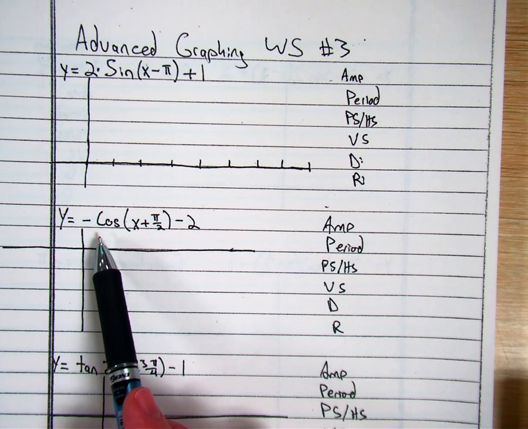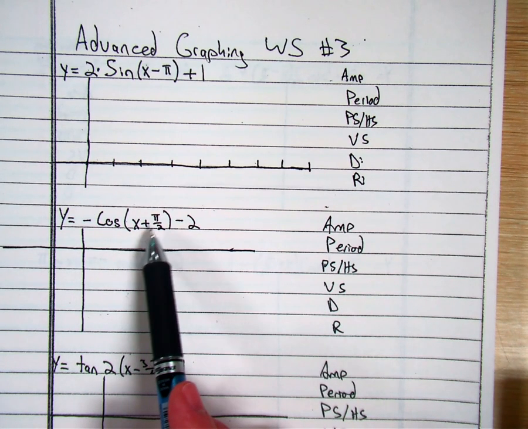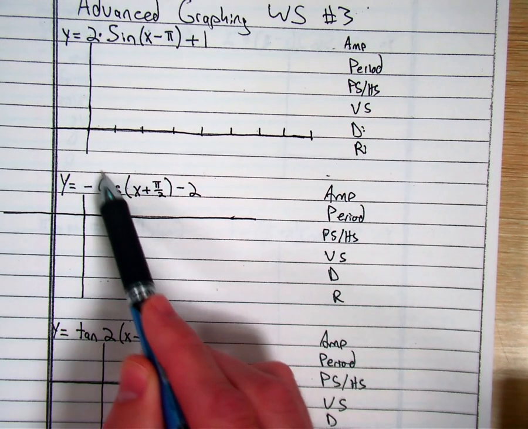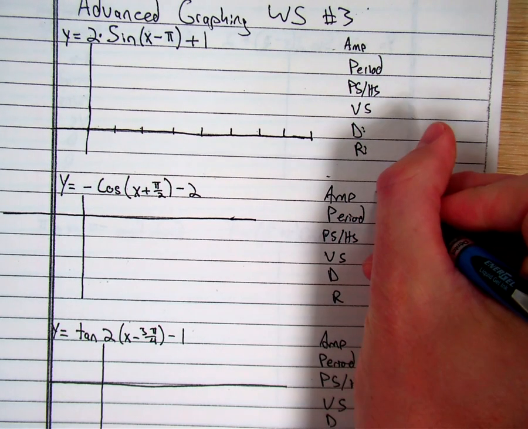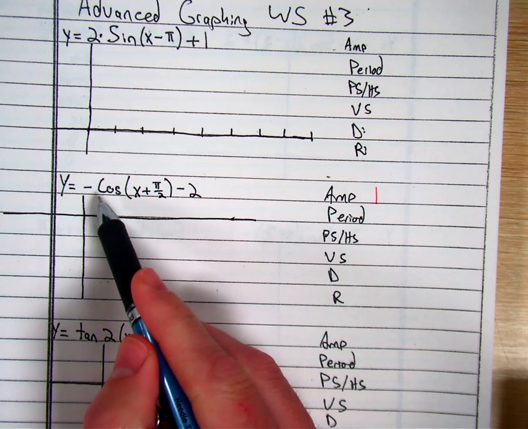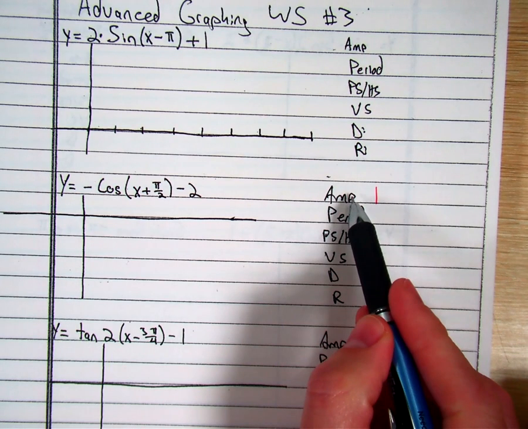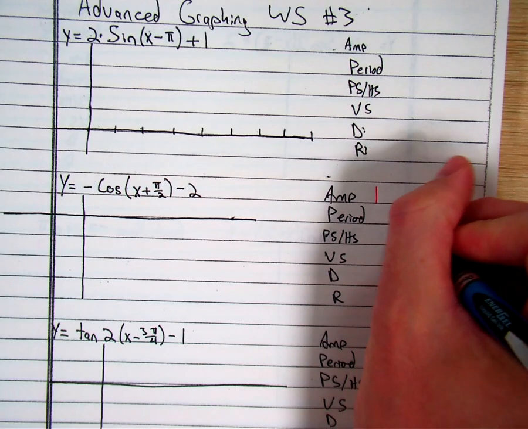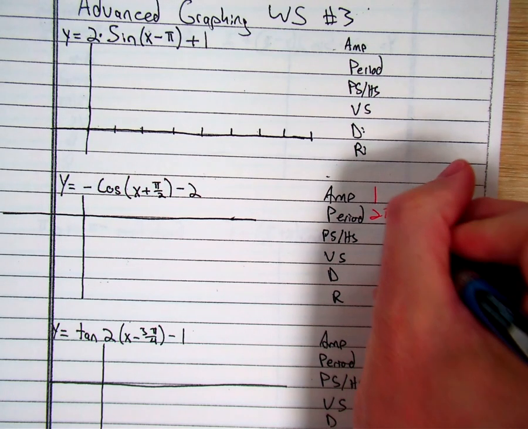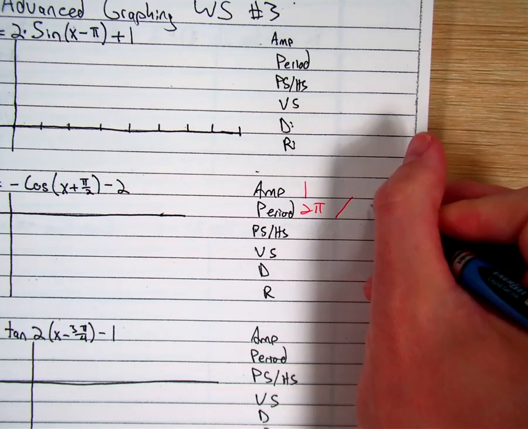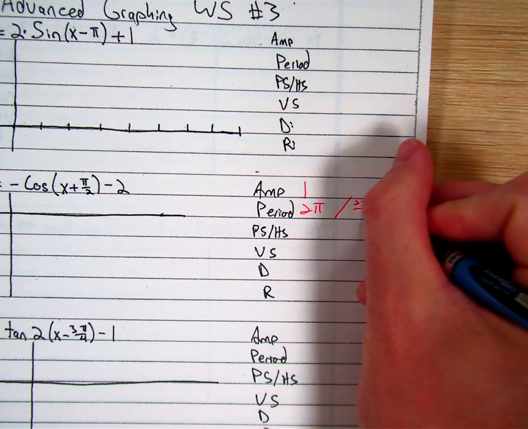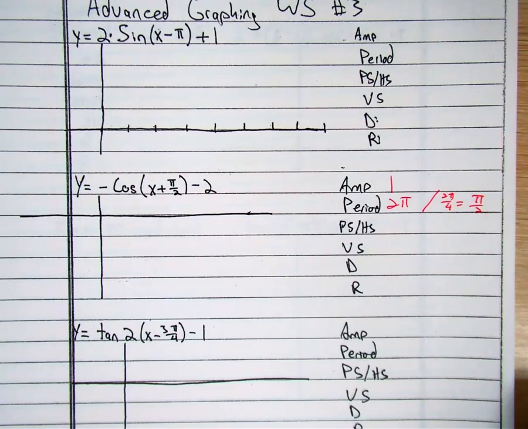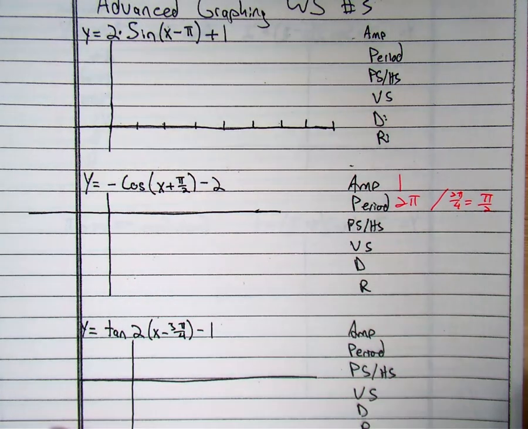So we have negative cosine of x plus pi over 2, minus 2. Our amplitude is still going to be 1. Remember, amplitude is always positive. That negative is going to do something else, but amplitude is always positive. No multipliers here, so the period is normal, 2 pi. And then our counting, we divide by 4. So we're going to be counting by pi over 2, which is also our normal counting numbers.